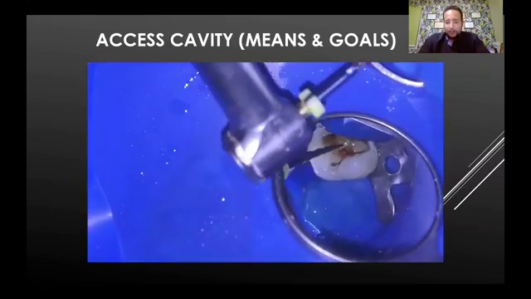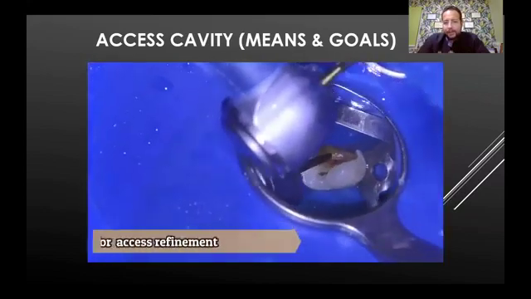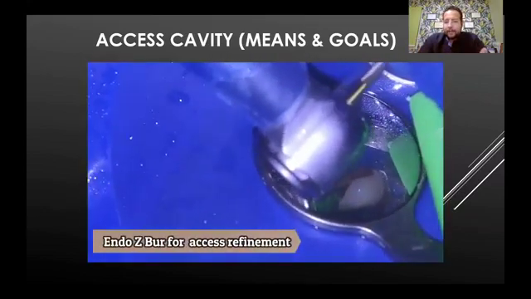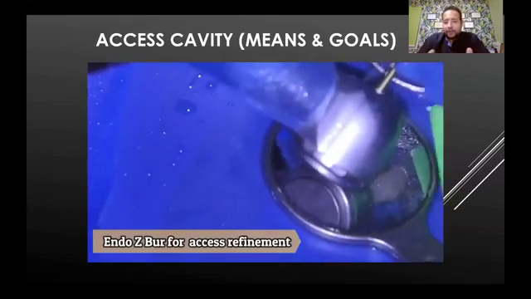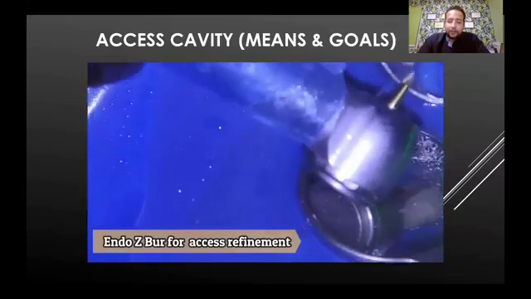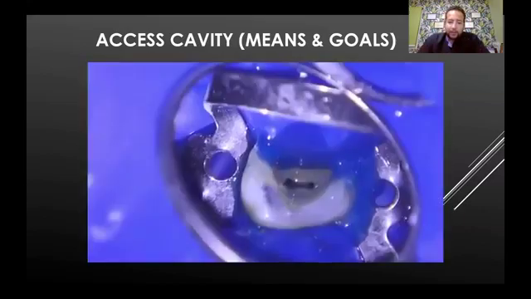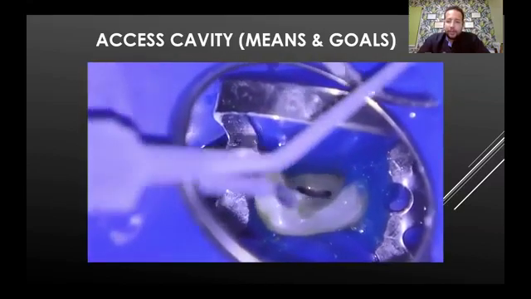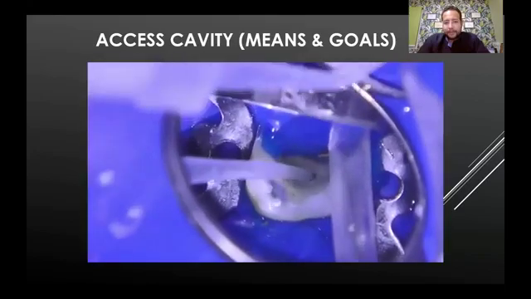So the main two instruments I use in access cavity are the round stone and the Endo-Z bur. I just need those two burs to do a good access cavity. I love stone. I don't like carbide burs. Look, when we refine the access cavity, that's after I clean my isthmus.